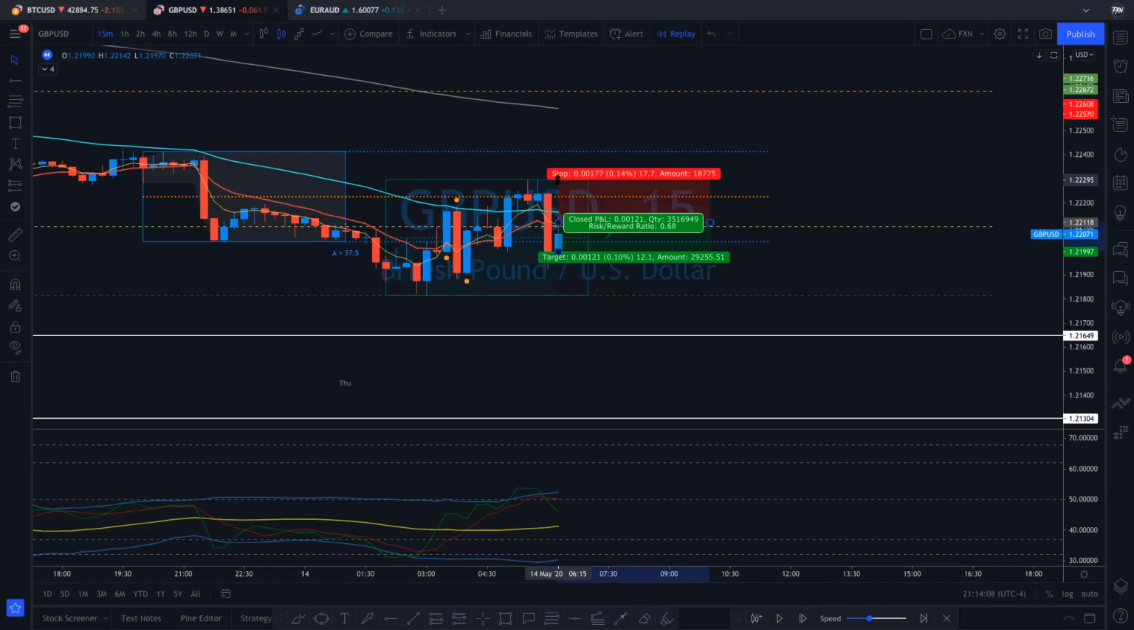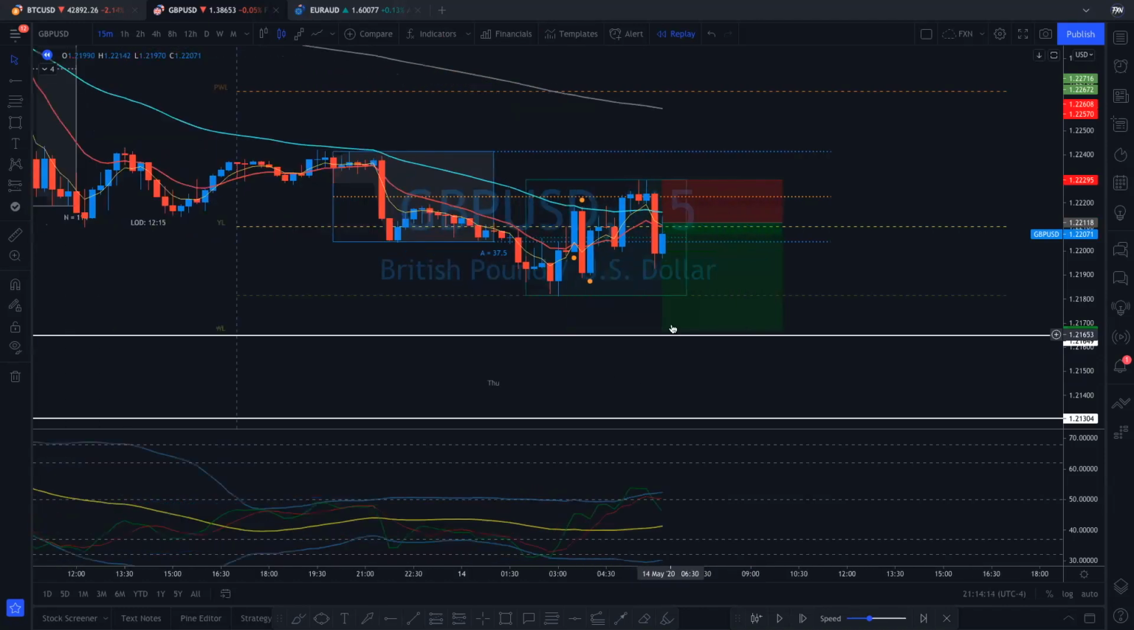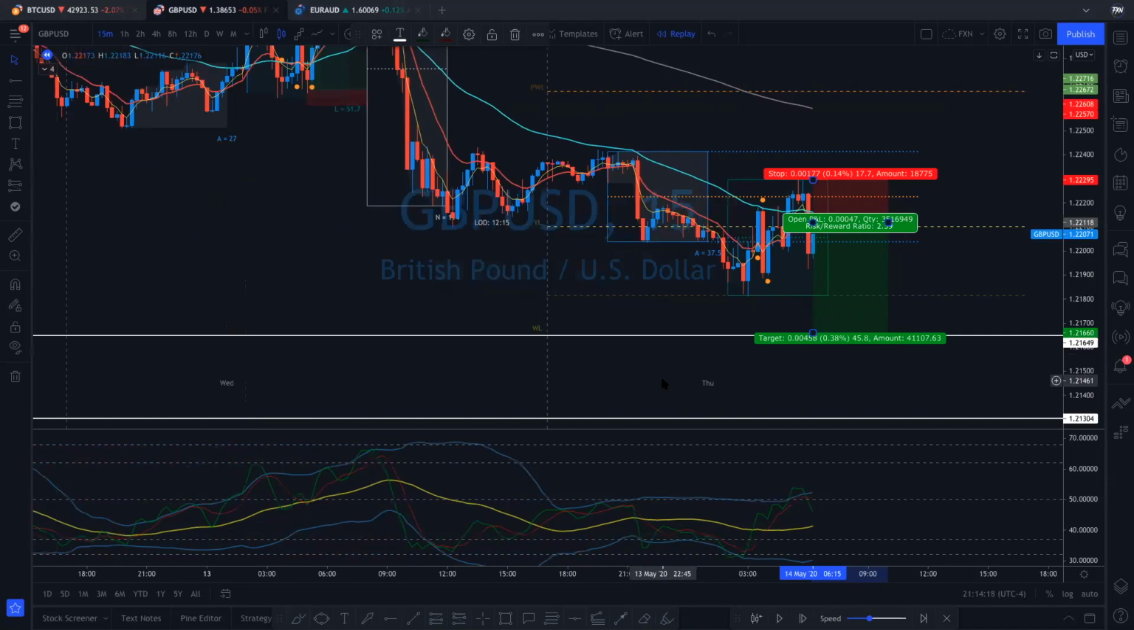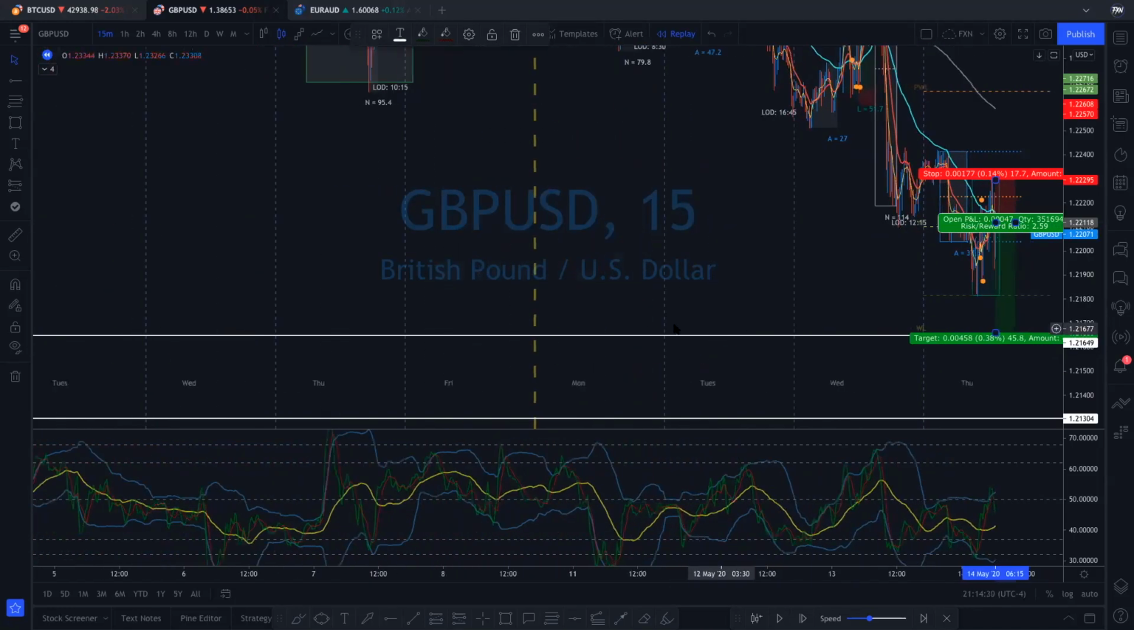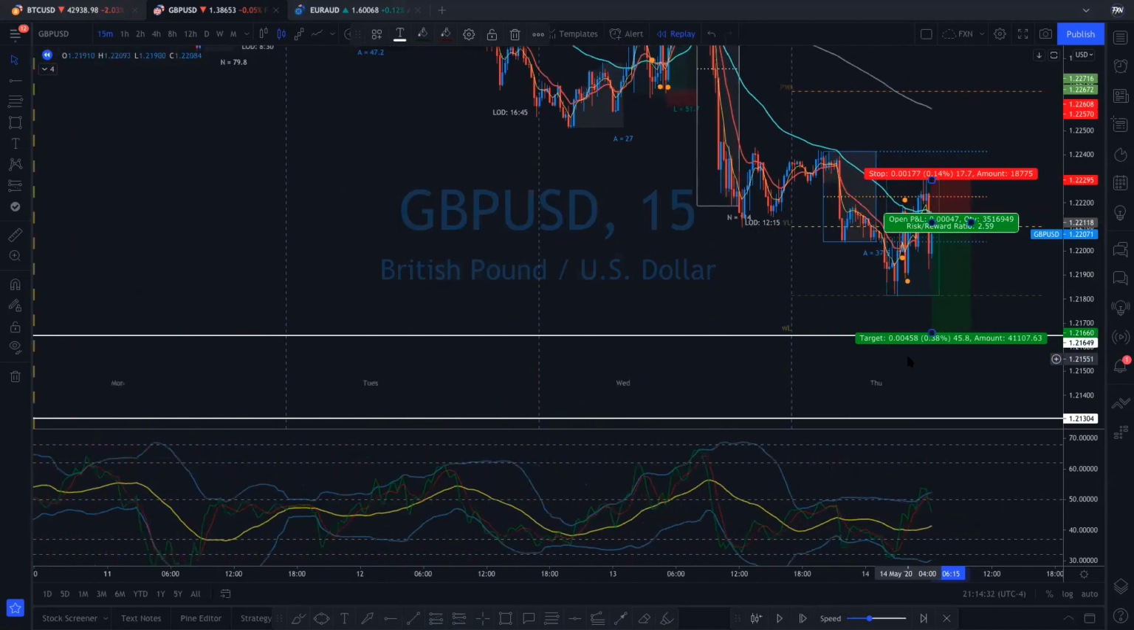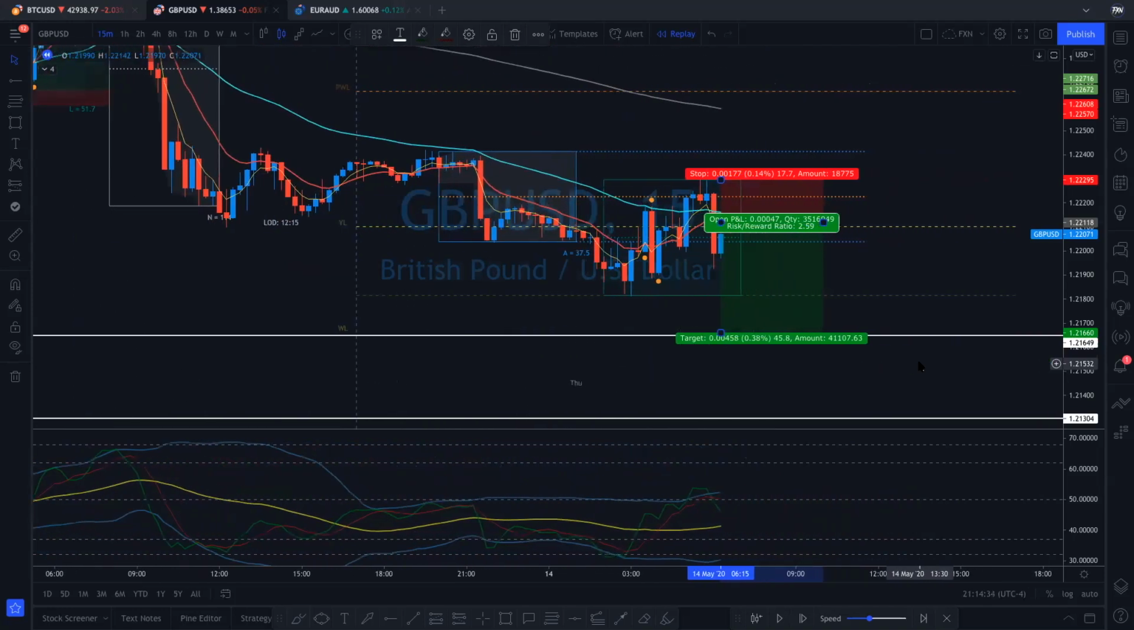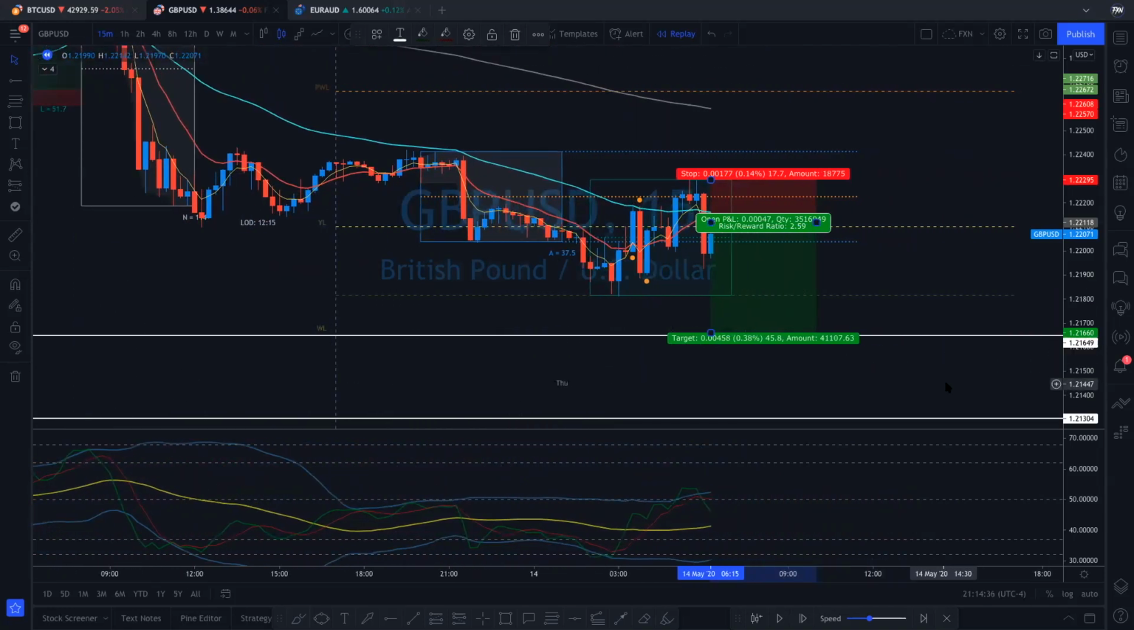Like 18, 17. I mean, it'd have to go down to here for it really to make sense. Oh, that's the previous structure there that I marked. So if I were to do something like that, it'd be worth it, you know? Yeah. So something like that would be worth it.